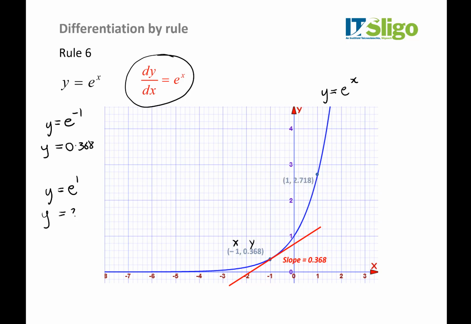And when you get your calculator, that's 2.718. So here we have the point. There's x, there's y. And at this point, the slope of the function is 2.718. So the exponential function is the only function whose derivative is itself. So in other words, the output, the y value, is the same as the slope.